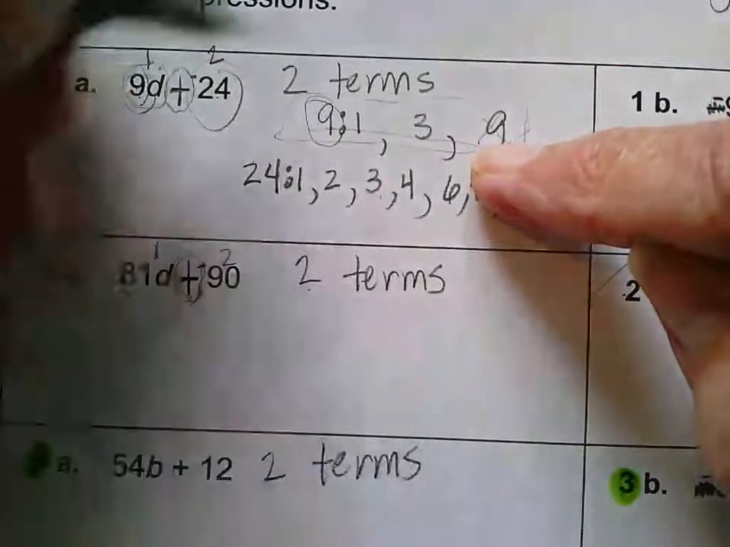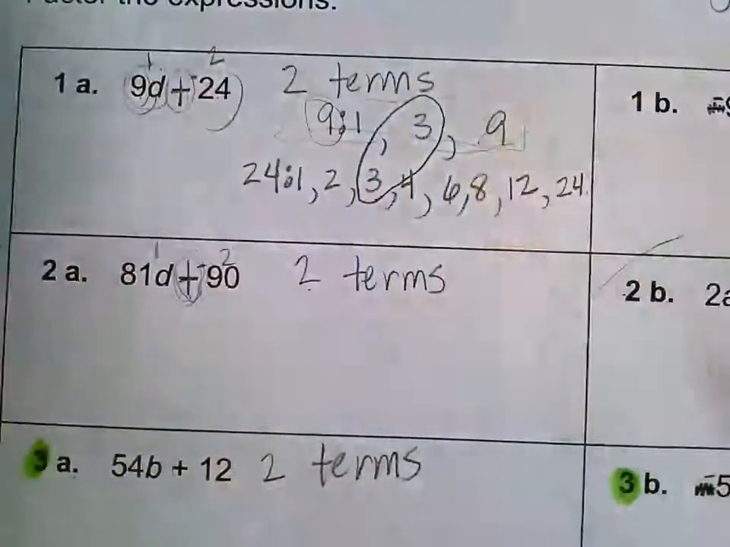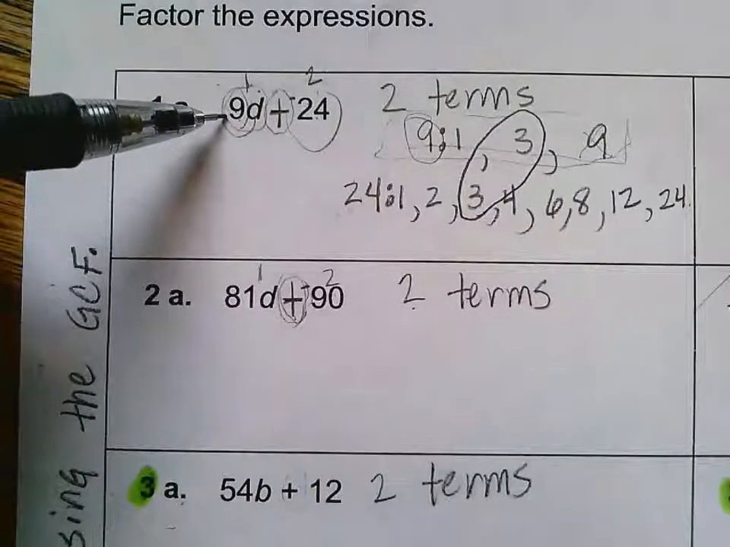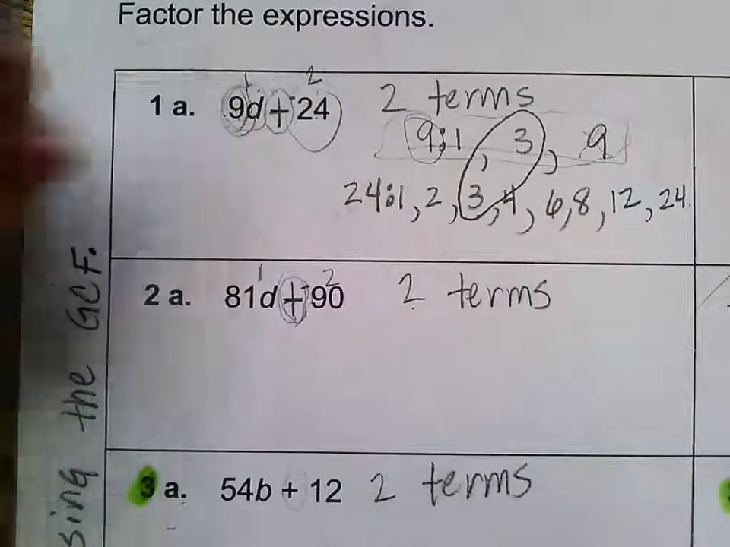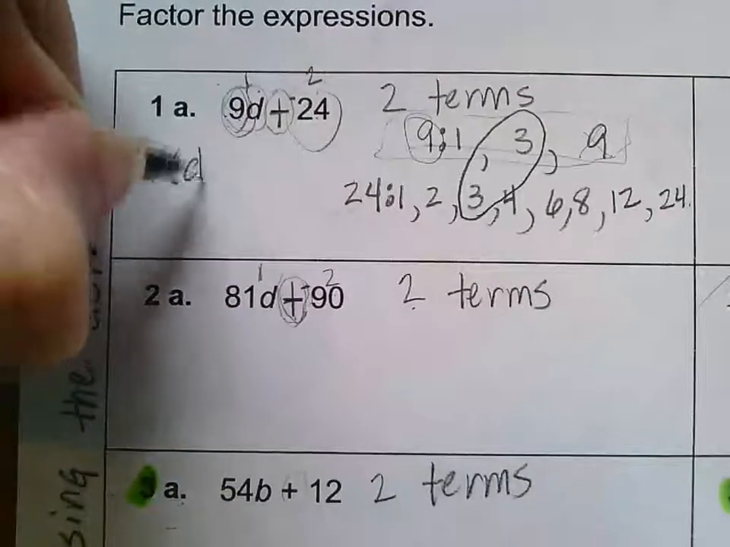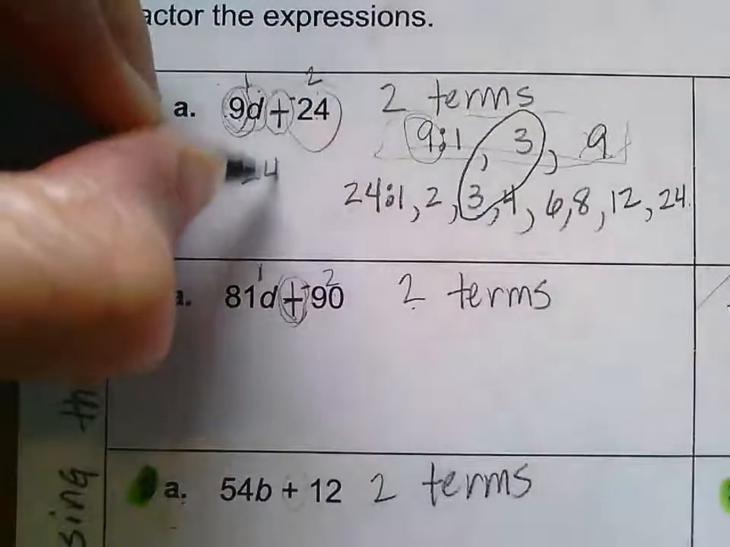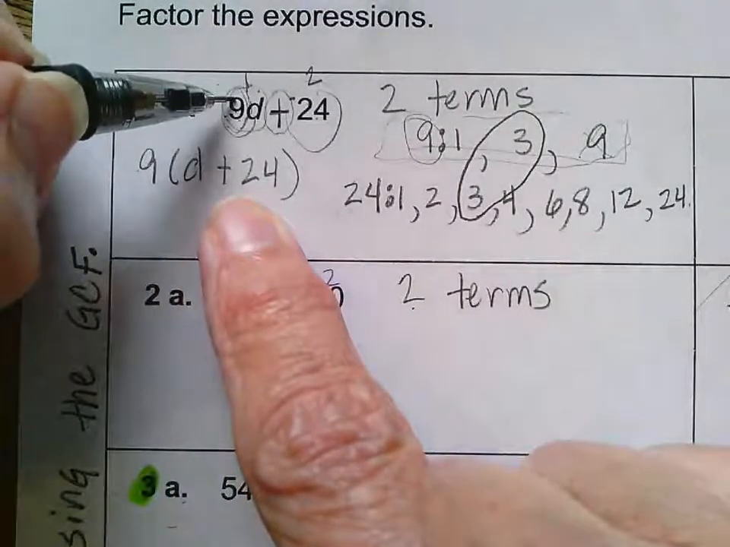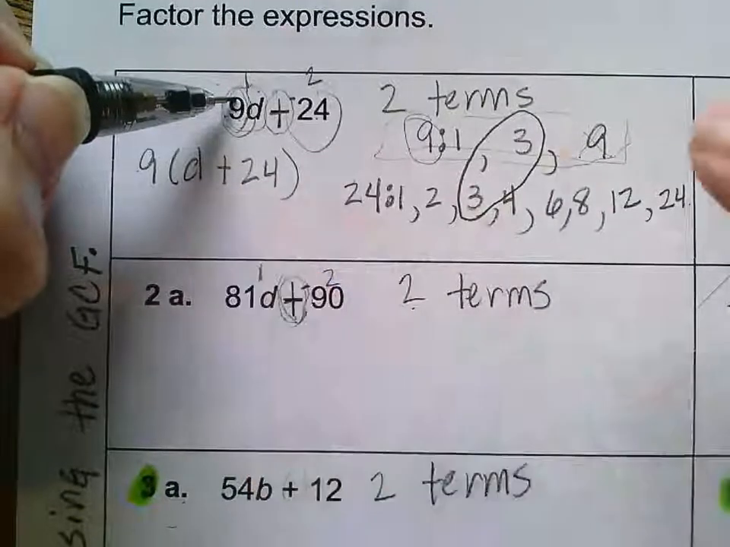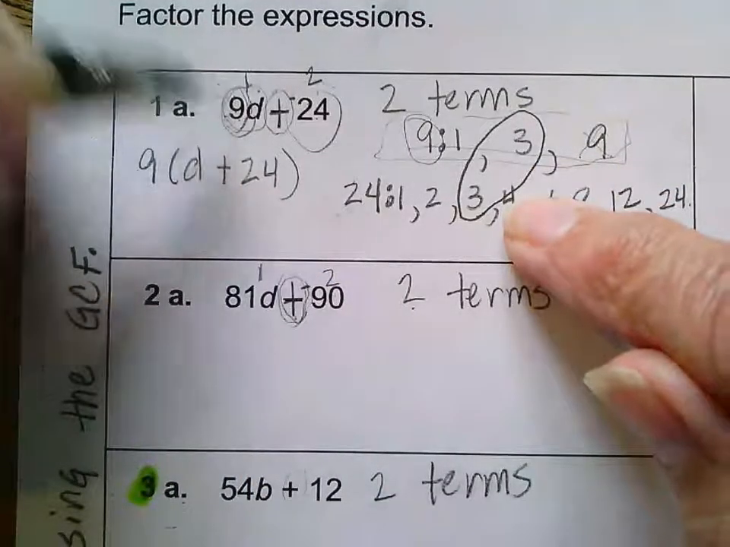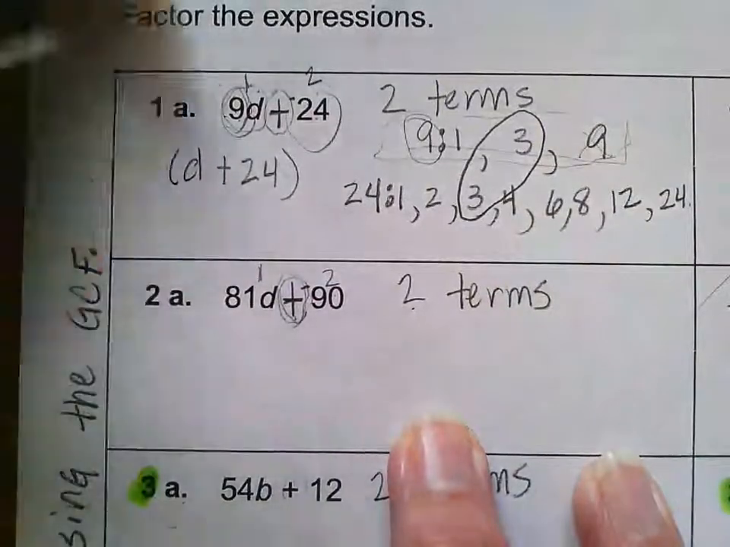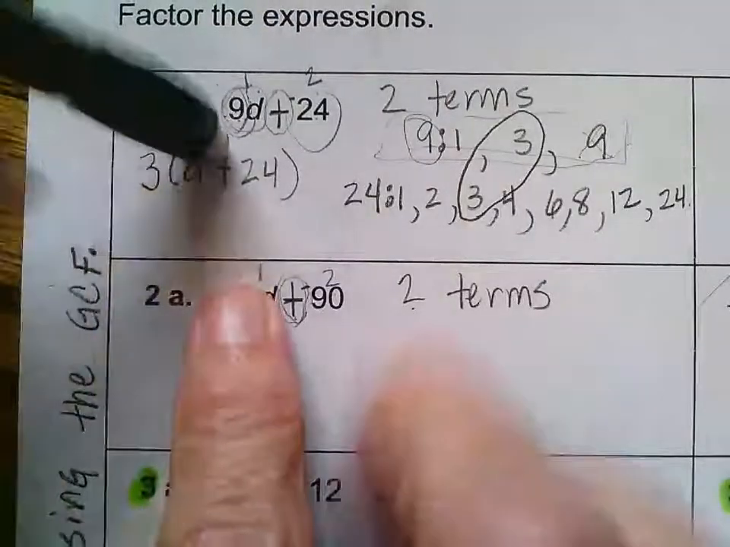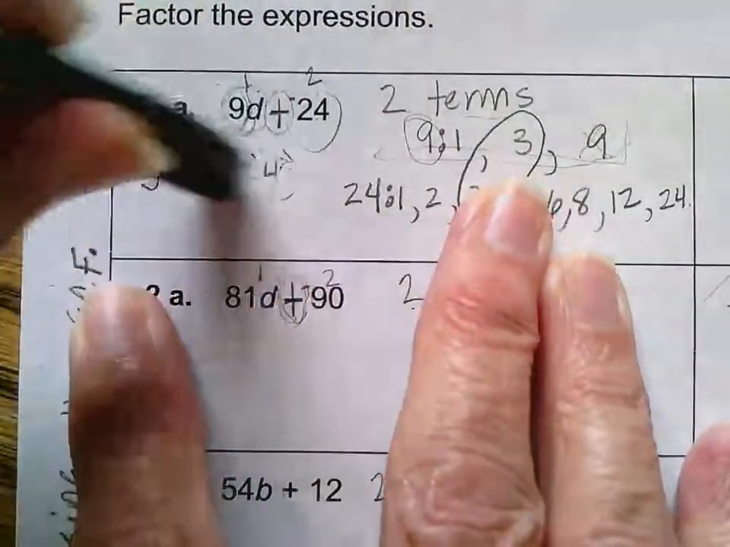So 3 is a greatest common factor. Notice that I don't just pull 9 out and write 9D plus 24. Some kids were doing this on their last assignment. Sometimes this number is the greatest common factor, but in this case it's not. So I can't use 9. So I'm going to use 3. And I'm going to erase this.